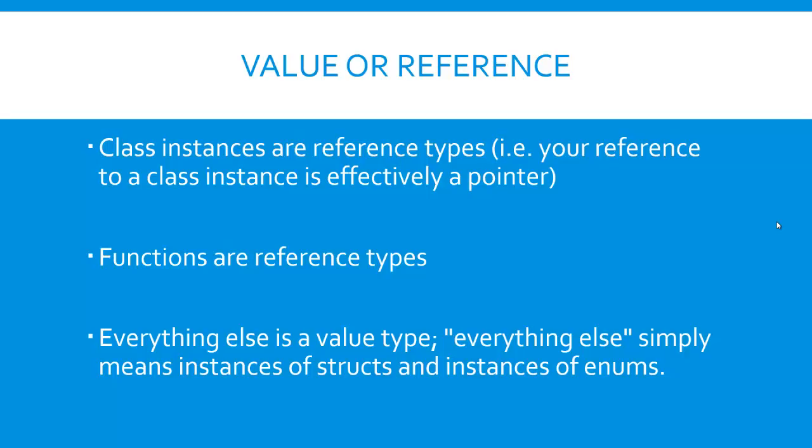So the rule in Swift is class instances are reference types. They're passed by reference. Functions are reference types. Everything else is a pass by value type. So a structure would be a value type, things like that. So make sure you understand the difference between those two.